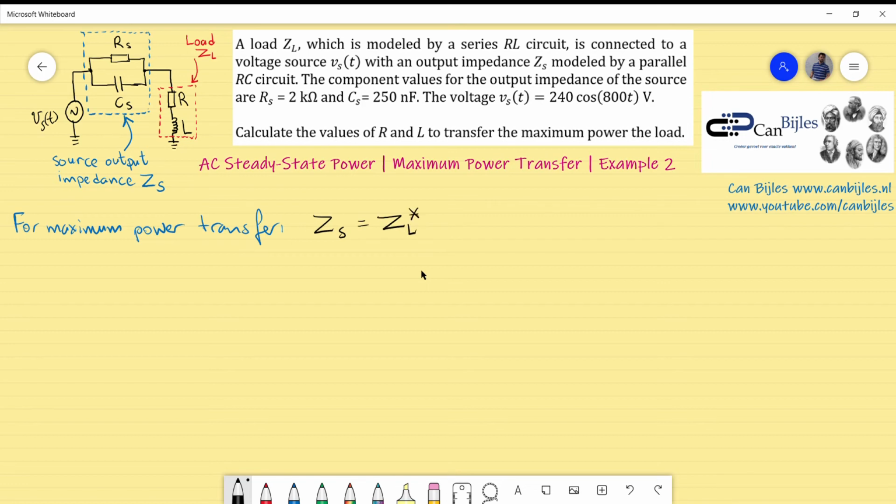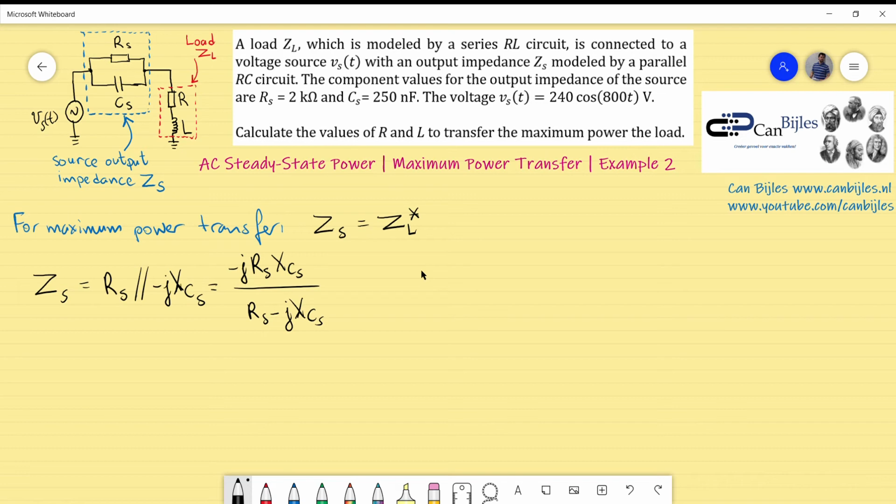So what is actually our source impedance? The source impedance is a little bit difficult compared to example number 1. There's a parallel combination of the R_S and the reactance of the capacitor C_S. So this is the expression. If you now write this in a different form, you will get the following: R_S times X_CS divided by R_S minus jX_CS.